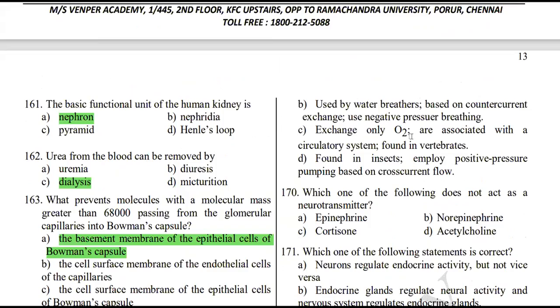Okay, used by water breathers. No, it's not only used by the water breathers, right? It's used by everybody. It exchanges only oxygen. No, they also exchange carbon dioxide. It is not only found in insects, it is present everywhere.